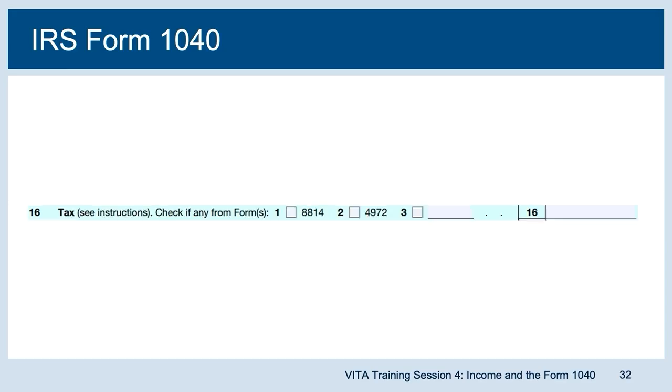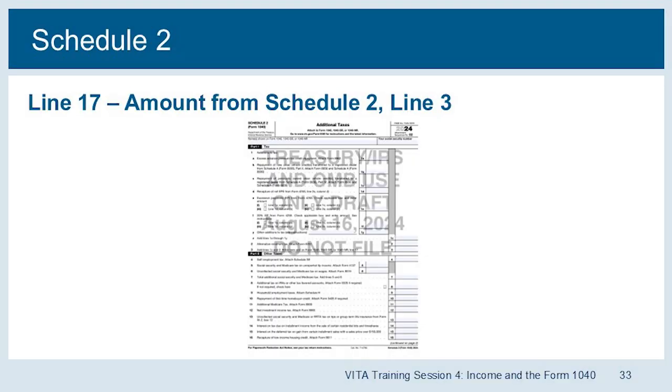Line 16, tax liability. This amount will be automatically calculated by TaxSlayer, or you can use the IRS tax tables to look it up. Line 17 is any tax reported from Schedule 2. The two most common items you may see in the VITA program from Schedule 2 are the excess advance premium tax credit repayment, which is located in Part 1, Line 2, and the self-employment tax located in Part 2, Line 4. Line 18, add lines 16 and 17.